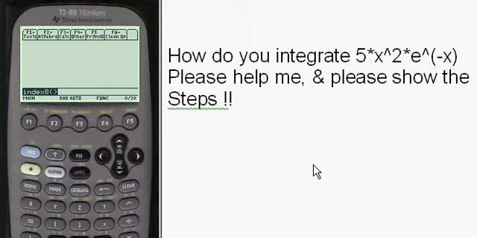everystepcalculus.com. How do you integrate 5x squared times e to the minus x? Please help me and show the steps. Well, that's a usual internet question, and I'm going to show you how to do that.